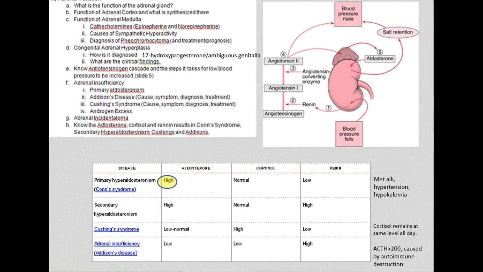So it causes that sympathetic hyperactivity where they get that anxiety feeling all of a sudden out of nowhere. So they need to treat and get rid of that because it is secreting those abnormally.